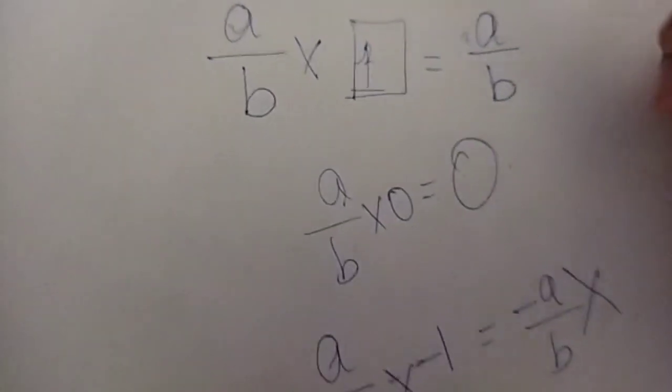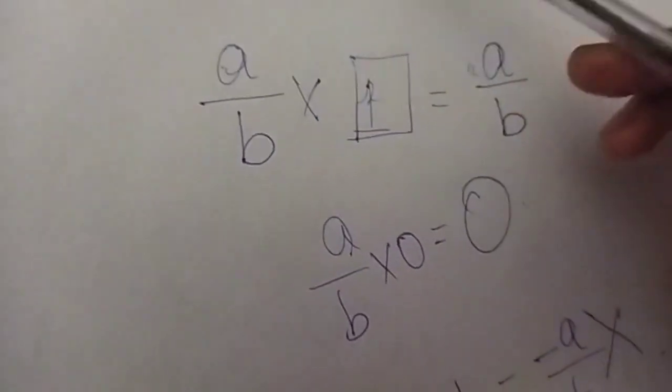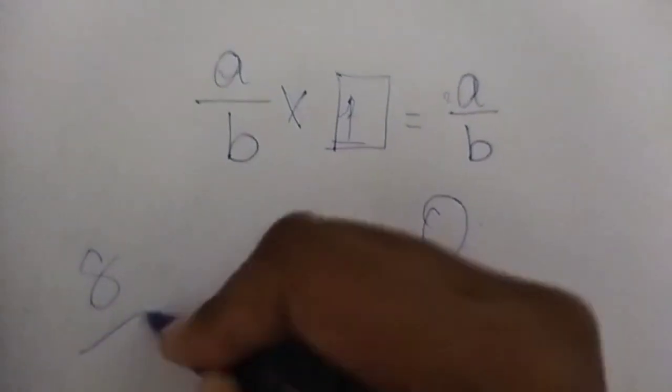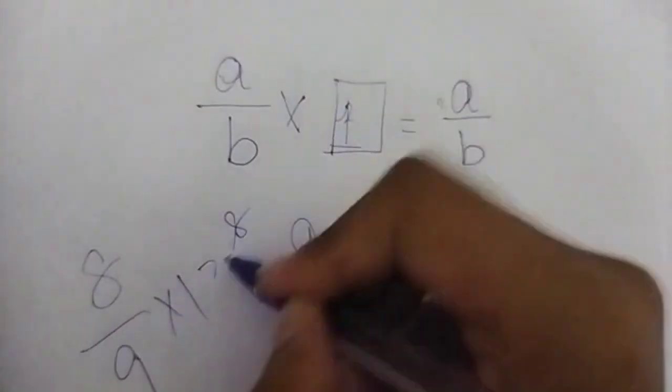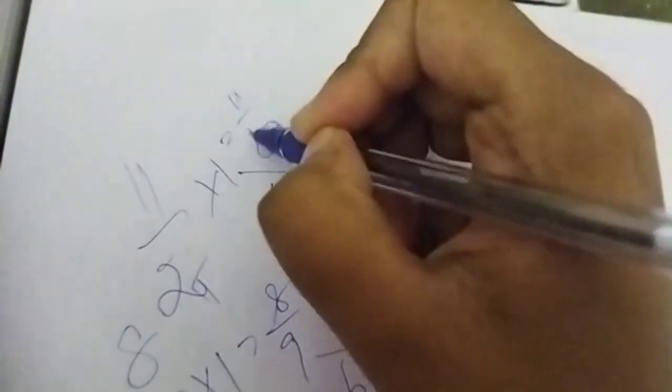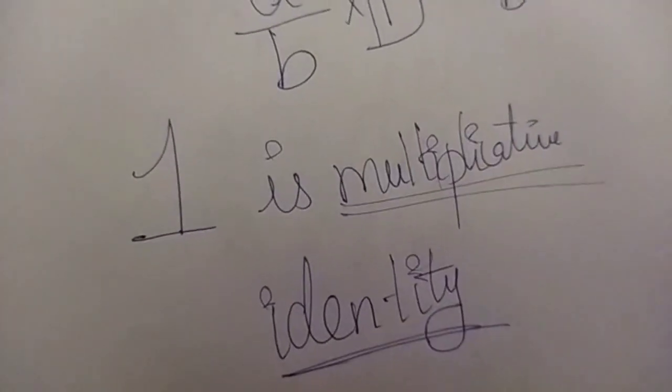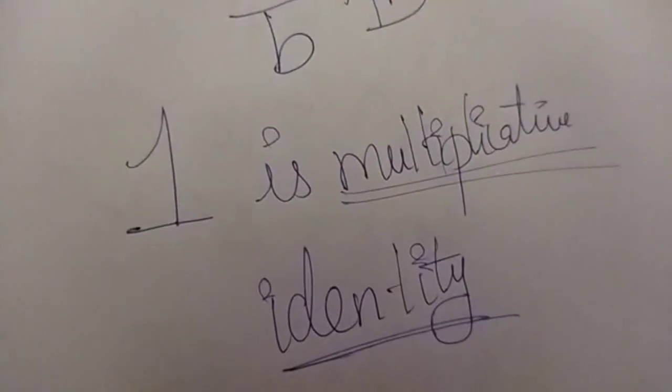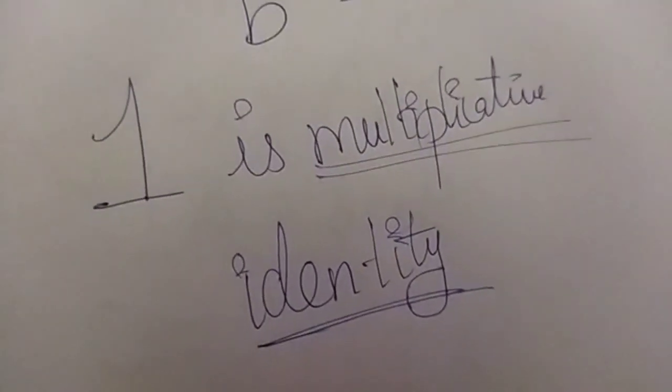So the multiplicative identity of any rational number: if you take 8 by 9 into 1, you get 8 by 9. 11 by 25 into 1, you get 11 by 25. So what is the only multiplicative identity? 1. Minus 1 is not the multiplicative identity. 1 is the multiplicative identity. So 1 is the answer. Let's go to the next sum.